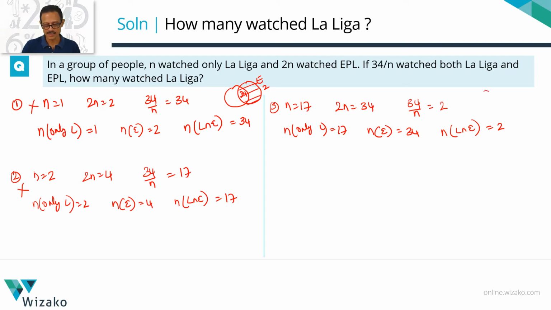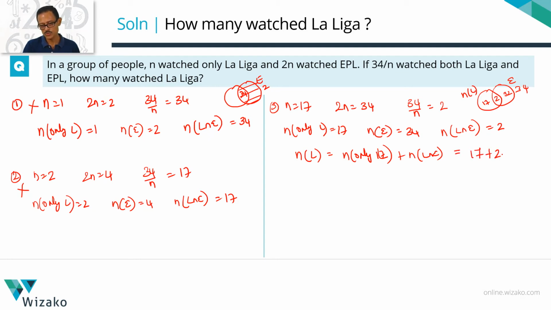This makes sense, right? The intersection set has got 2 elements. The overall set has got 34 elements. So this is going to be a 32. This definitely is lesser than 34. All good. Now we know only L is equal to 17. So how much is n of L? n of L is 17 plus 2. So n of L is equal to n of only L, which you have computed, that's 17, plus n of L intersection E, which is equal to 19. This is one possible value for the number of people who watched La Liga.